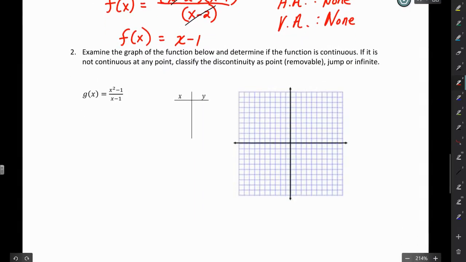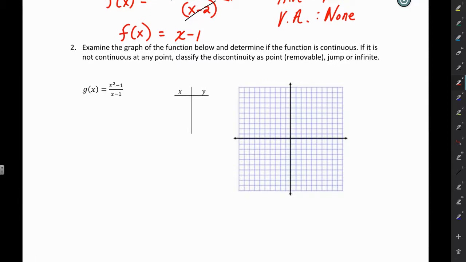Right. For number 2, it says examine the graph of the function below and determine if the function is continuous. If it's not continuous at any point, classify the discontinuity as point, which is removable discontinuity, jump, which is non-removable discontinuity, or infinite, which is also non-removable discontinuity. All right, so the first thing we want to do is graph this. And I think it would be helpful to do the process we just did with number 1. Let's first factor it.